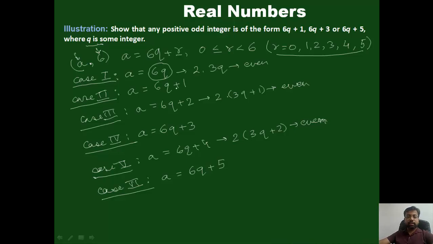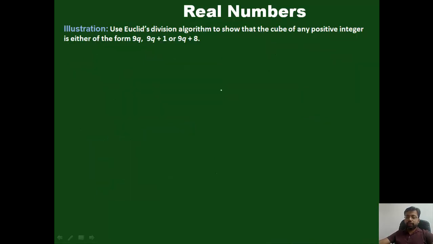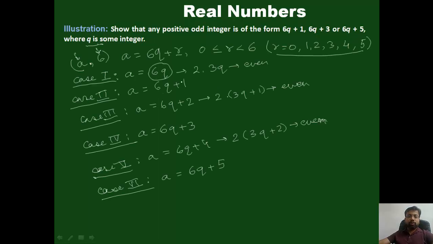Now, since a is an integer, and if it is not even, it has got to be odd. So out of all these 6 cases, 3 of them turned out to be even, so the rest will definitely be odd. All these possibilities are going to be odd. So for an odd positive integer a, it could be 6q plus 1, it could be 6q plus 3, or it could be 6q plus 5. These are the 3 possibilities for any odd positive integer.